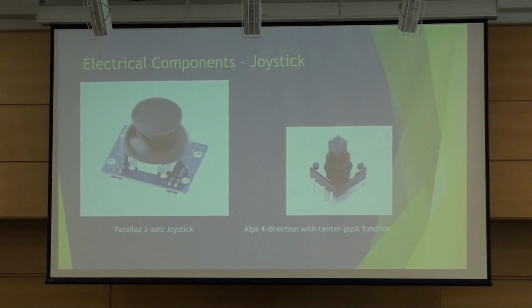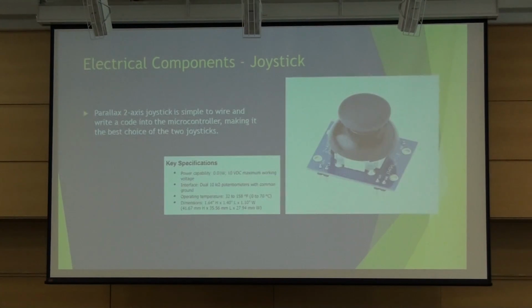So I had 2 choices for the joystick. The first one was a parallax 2-axis joystick. The second one, an Alps 4-direction joystick. Both of them had pros and cons. The Alps was more simple wiring scheme. It also had the ability of a click feature where the joystick could be pushed down in the middle to make a click. Whereas the parallax was a little bit larger, more user-friendly, and the code was simple to write. So I went with the parallax joystick.